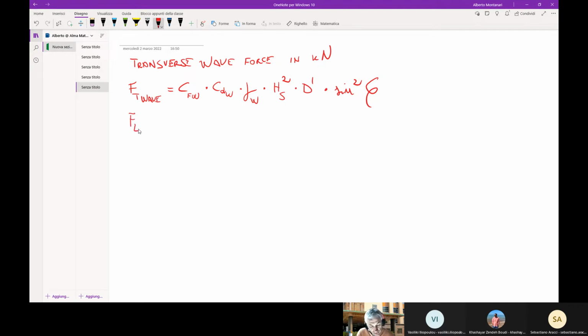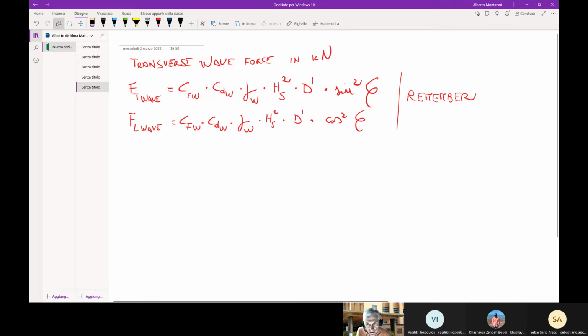Now, what about F_L wave, the longitudinal forcing? We have again the same relationship, with C_DW, and then gamma_W, and then Hs squared times d prime, but it's multiplied by cos squared phi. Okay, please make an effort to remember. You pass the exam anyway if you don't remember them, but I think it's much better if you make an effort to remember them, with the meaning of the coefficients that I introduced.